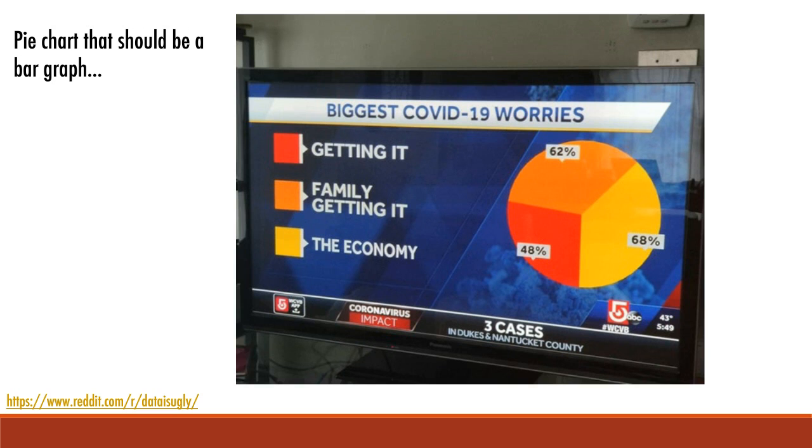Here's an example of a pie chart where the data really don't belong in a pie chart. So they were asking people about their biggest COVID-19 worries, whether getting it themselves, their family getting it, or the economy. But if you look over at this pie chart, you can see that we have 68%, 62%, and 48%. Well, those clearly don't add up to be 100%. Remember that in a pie chart, you need mutually exclusive categories that add up to 100%. Well, in this case, probably what happened is they allowed people to check off multiple worries. So these are not mutually exclusive categories, and they are not well represented in a pie chart. You'd be better off with something like a bar graph here.